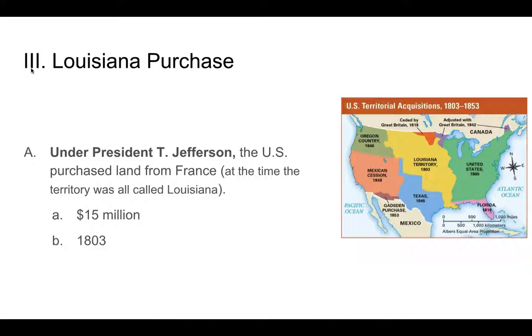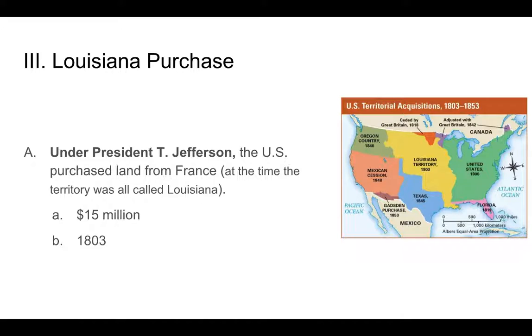So, Roman numeral 3, the Louisiana Purchase. So we got to go and rewind a little bit, because this is a big idea. Under President Thomas Jefferson, the U.S. purchased land from France. At the time, the territory was all called Louisiana. We can see it here in yellow. And this was for $15 million, and it was in 1803 that Thomas Jefferson made this purchase.